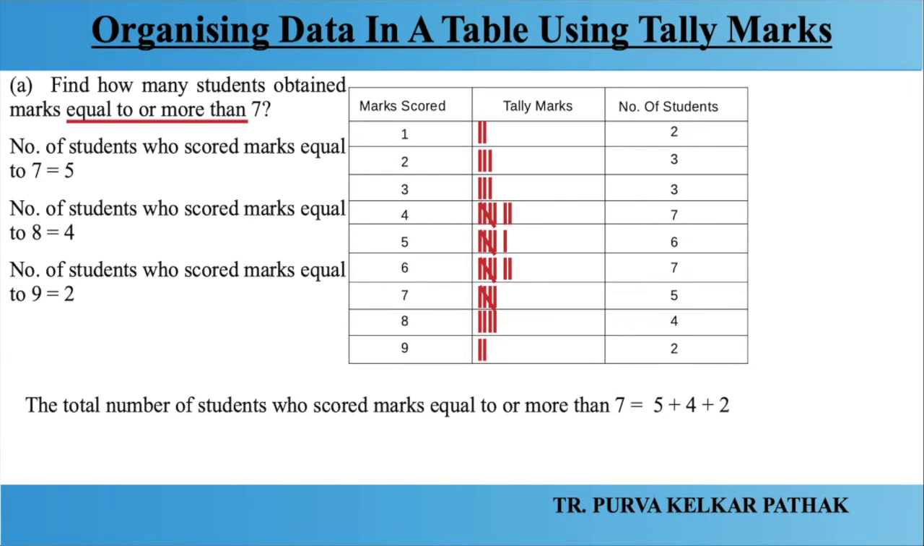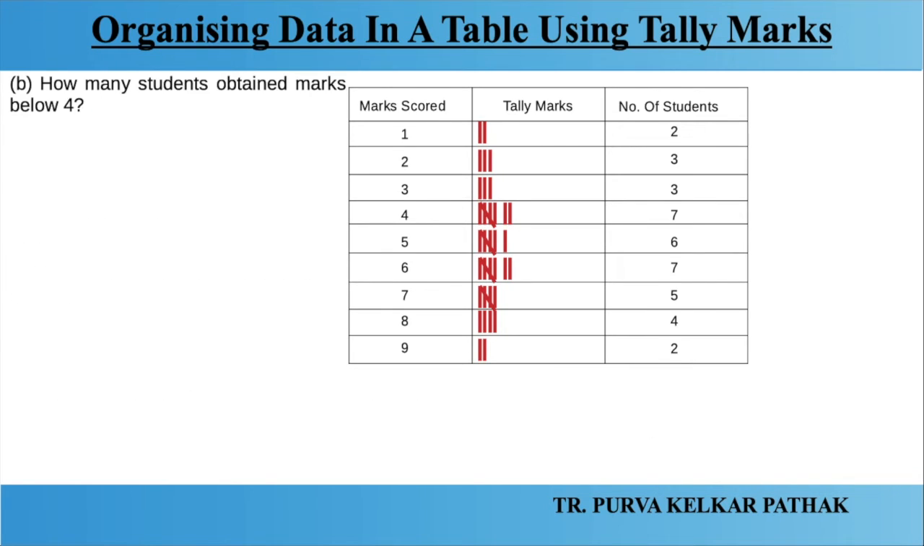So, the total number of students who scored marks equal to or more than 7 will be equal to the sum total of 5, 4 and 2. So, we add 5, 4 and 2, which gives us the sum as 11. So, altogether 11 students have scored marks equal to or more than 7. Moving on to the next question.